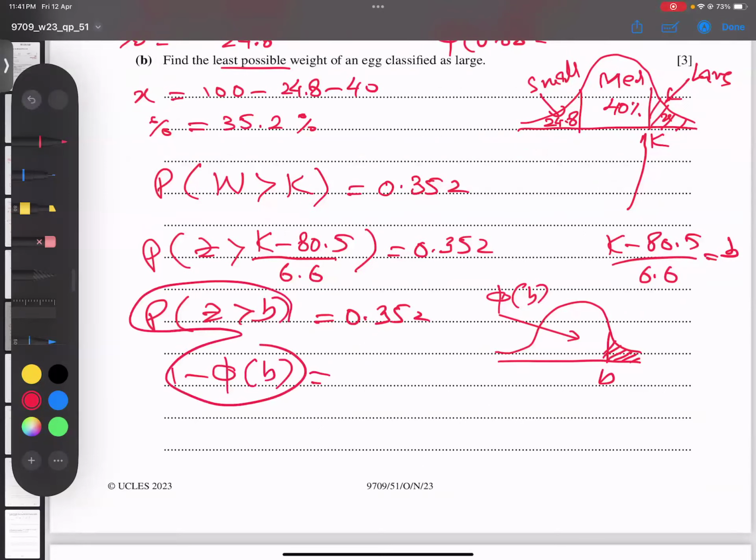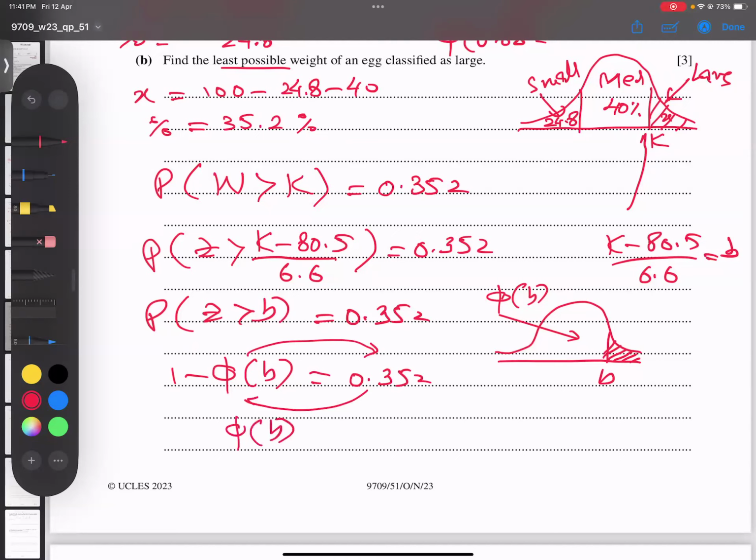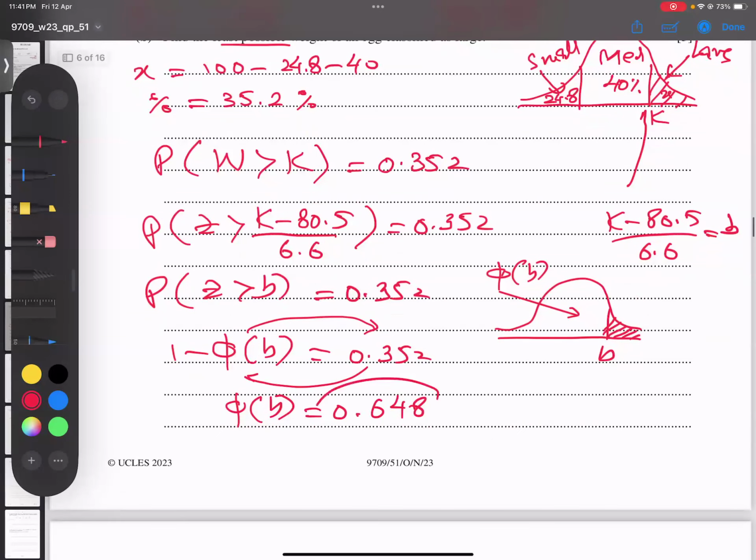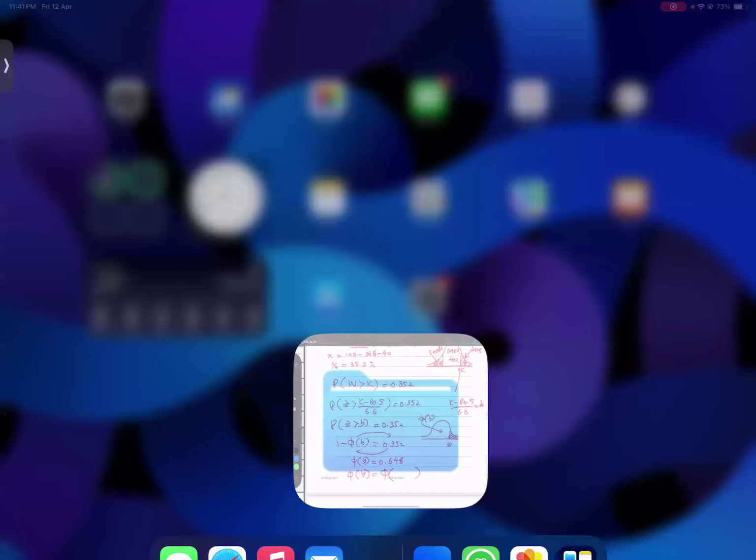So this value is becoming 0.35, and this will go there, and this will come to this side. So out of 1, subtract this, I mean phi of B is becoming 0.648. Okay, and I believe this part is clear. After this, students, what to do? Now this value we will find from the table. That phi of what number will give you this probability? Actually reverse, okay? Normally we find the probability, but here we have 0.648.